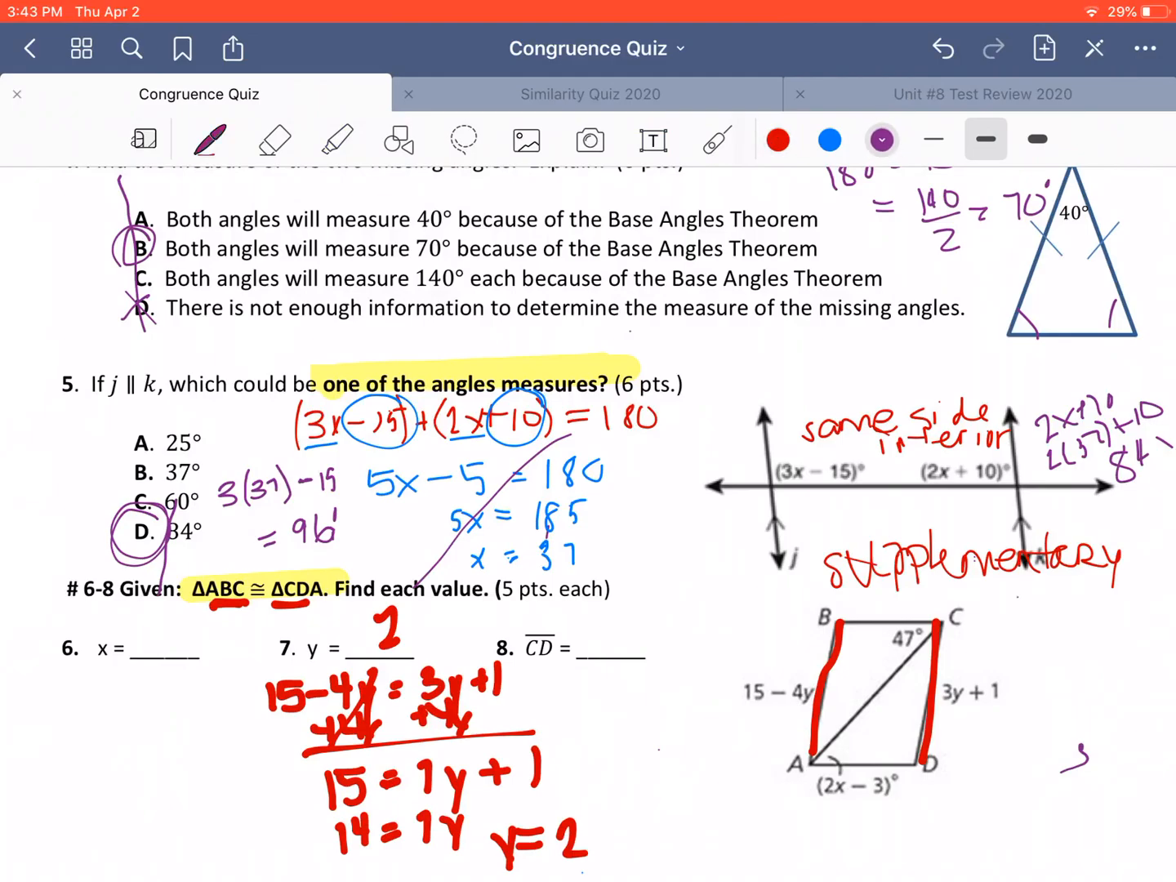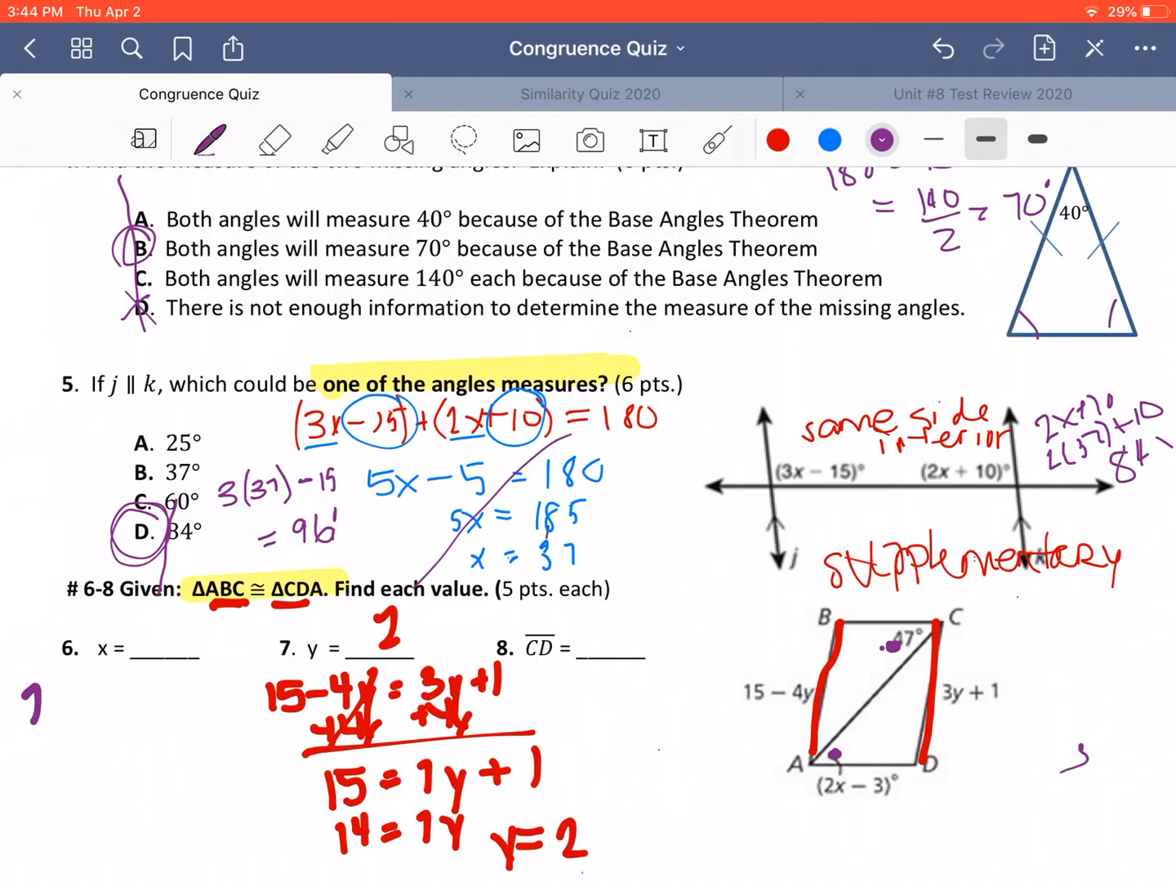Sorry, I skipped it. So number 6 wants us to solve for X. So X is, in this equation, part of this angle right here. This angle is congruent to this angle. We have angle BCA, which would be congruent to angle DAC. So they are congruent to each other.